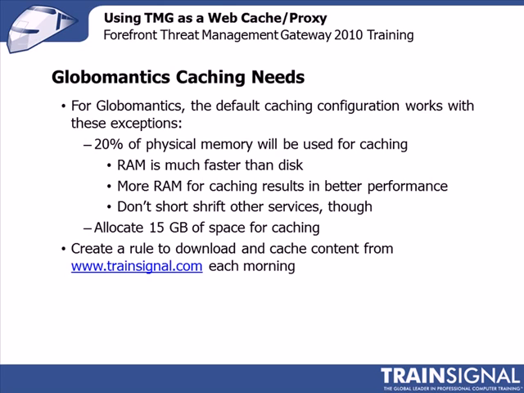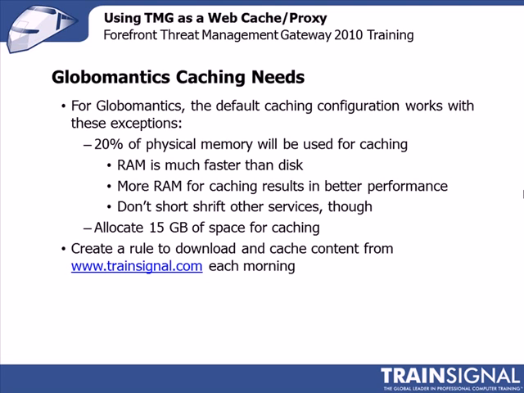So what does GlobalMantic need? For the most part, GlobalMantic simply wants the default caching configuration with just a few exceptions. The company wants to dedicate 20% of the Threat Management Gateway server's physical memory for caching. This will allow it to be much faster than disk on more content, because more RAM for caching results in better performance for the users. And we don't want to short-shrift other services, so 20% is a good number.